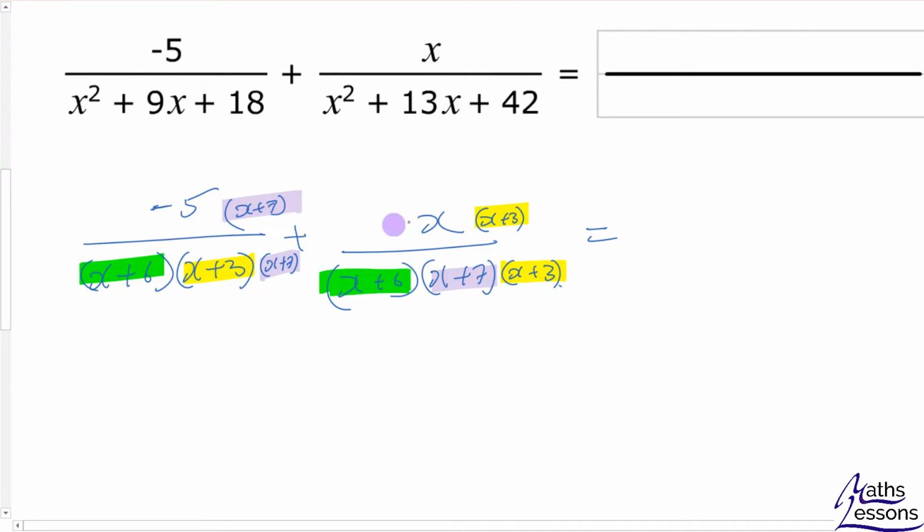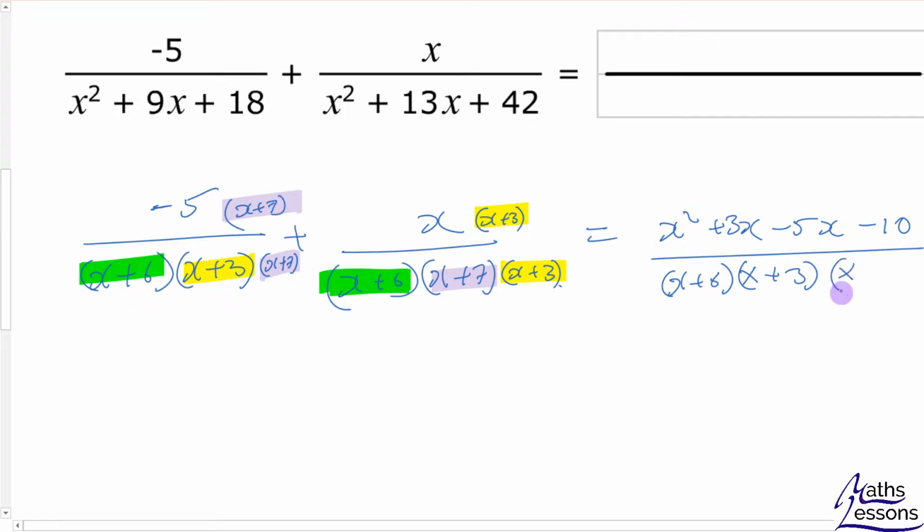And therefore I'm going to multiply this out on top. So I'm going to start with this side. So that will give me x squared plus 3x. The reason why I chose this side is because this gives me the x squared and this doesn't, and this has got a minus, which I tend to like a bit later in the expression. So minus 5 times x is minus 5x, and minus 5 times 2 is minus 10. All over x plus 6, x plus 3, x plus 7. Simplify the top, we get x squared minus 2x minus 10. And there's another top that doesn't factorise.